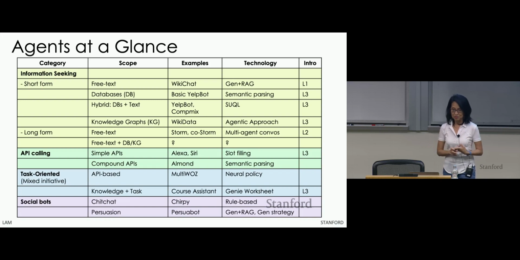So that's difficult. Then beyond databases, there are the knowledge graphs. For example, Wikidata is a knowledge graph. They are not simple tables. It actually has a whole graph, and it is really complicated to get answers out of them. So that's the information-seeking type of technology.